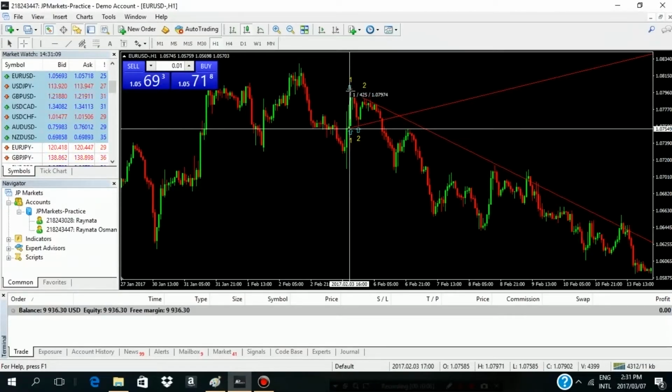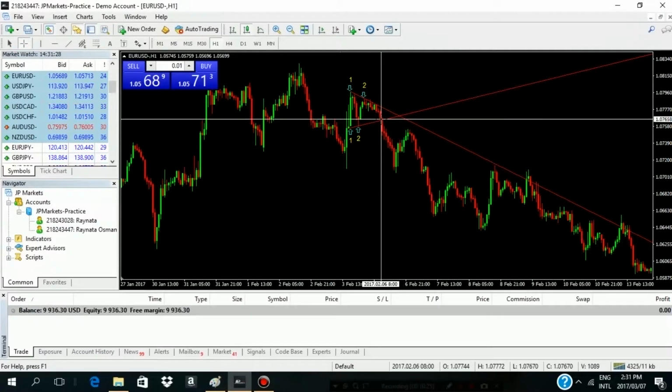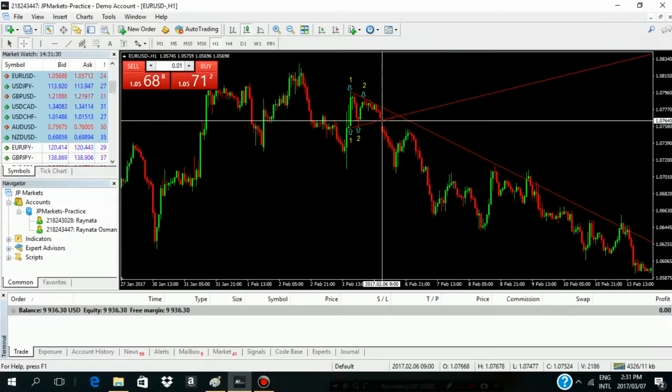So we have 425 divided by 2 is about 212. So let's see if it actually goes 212. It actually goes by more than 50% this time.